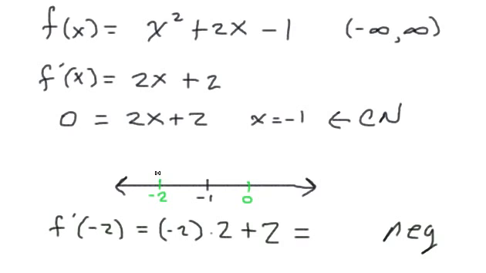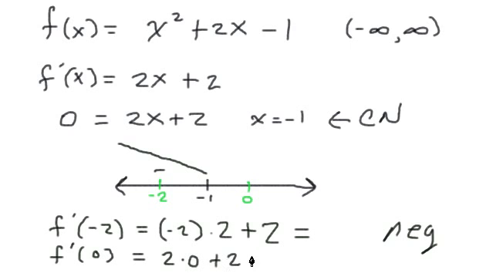So we're going to say that this is negative, and I'm going to draw a line indicating that the graph is decreasing between -infinity and -1. And then we want to plug in our other test point, which I said was 0. So we're going to have 2 times 0 plus 2, and that's going to be 2, so that's positive. So I'm going to put a plus sign here, and that means that the graph is increasing.